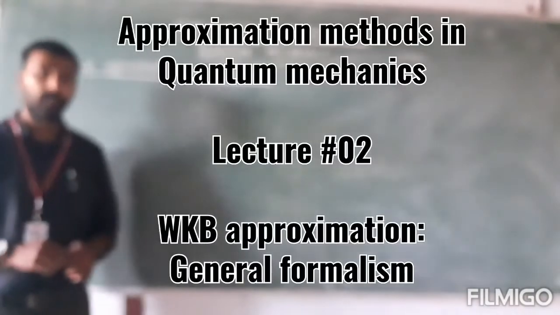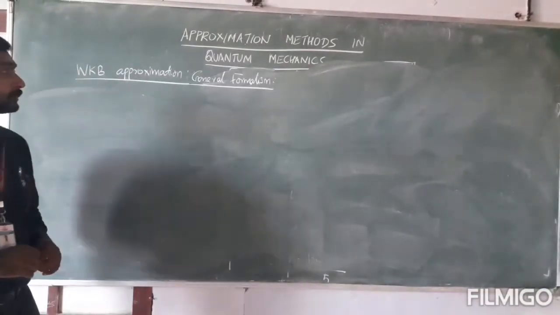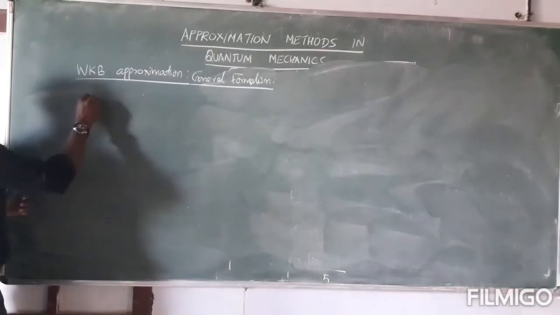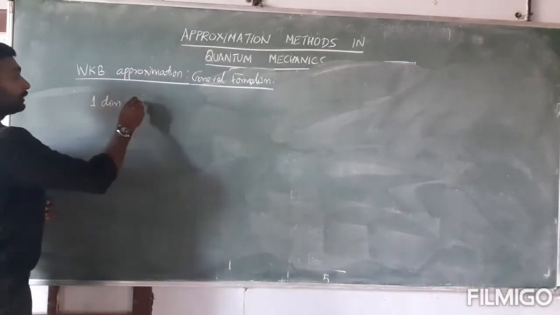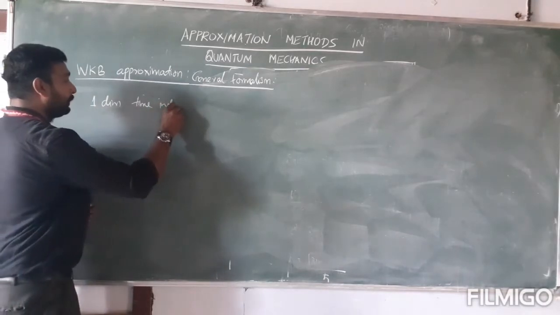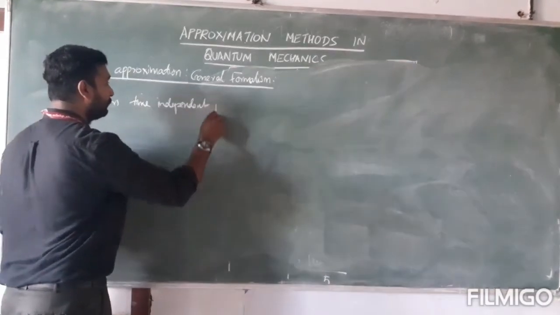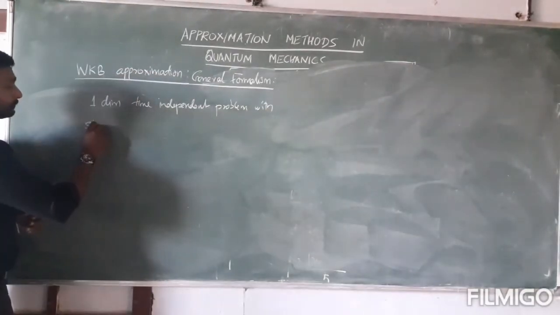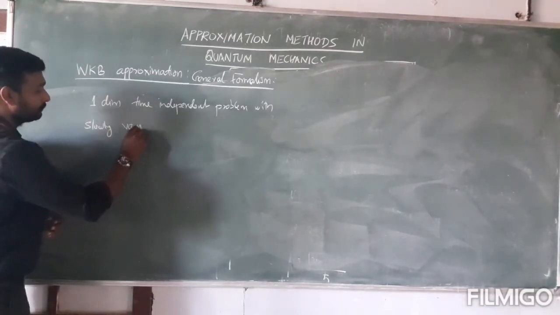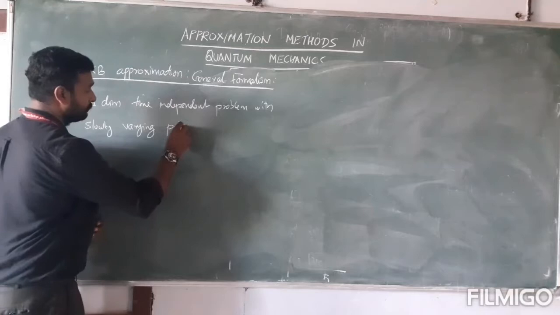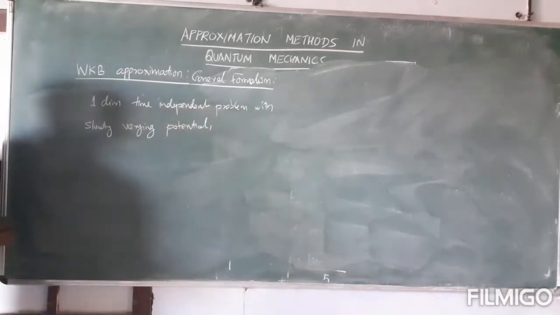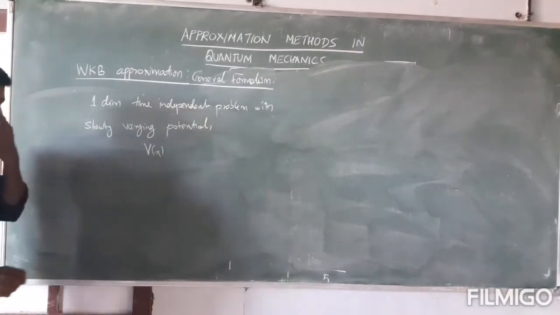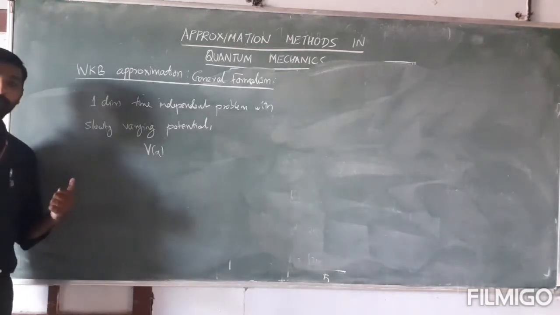Back to the discussion of WKB approximation. So now we can discuss the general formulation of WKB approximation. Remember, WKB approximation is applicable for a one-dimensional, time-independent problem with slowly varying potential. So if you have a potential V of x that is slowly varying compared to the de Broglie wavelength, then the WKB approximation is applicable.